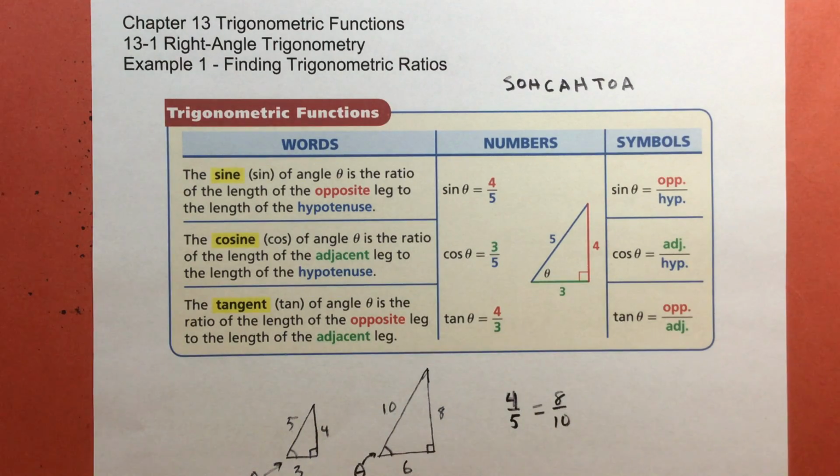So for all the problems we're going to be doing, whenever we want to find the sine, cosine, or tangent of something, we just say, okay, we're going to use SOHCAHTOA.